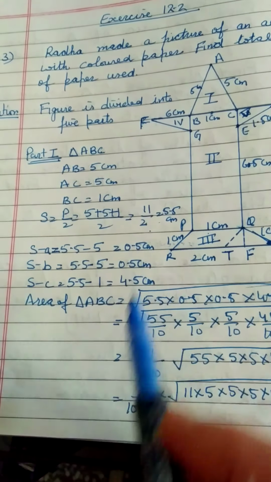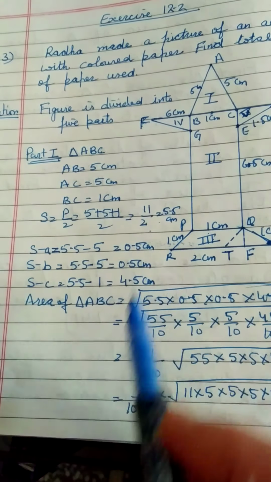Now the prime factorization of 55 is 11 into 5, then 5 into 5 is as such, and 45 is 5 into 9, that is 5 into 3 into 3. Now on solving this we get 1 by 100 into 5 into 5 into 3 into square root of 11. Then it becomes equal to 3 by 4 square root 11 centimeter square.